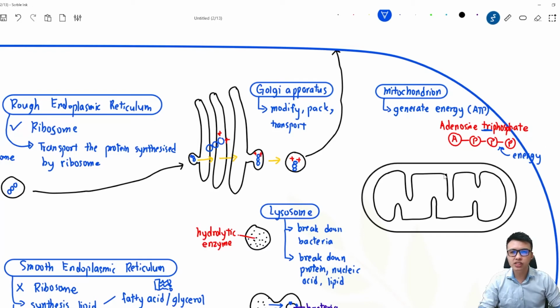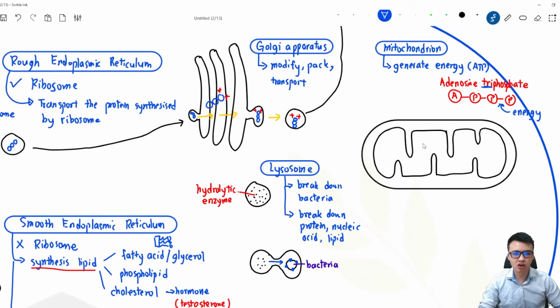So how do they actually adapt to produce all this energy? We need to check out the structure of the mitochondrion. First look at the membranes of the mitochondrion. The mitochondrion consists of two membranes, the outer membrane and the inner membrane.